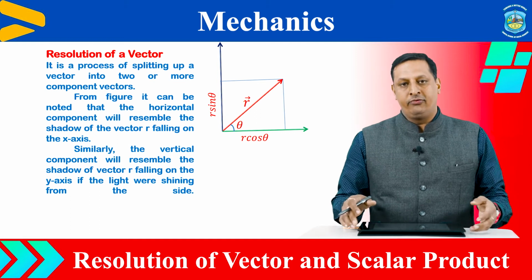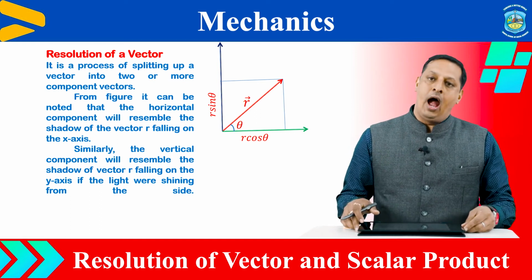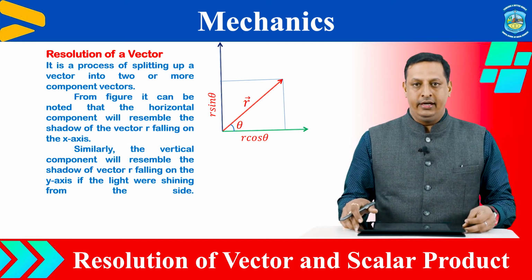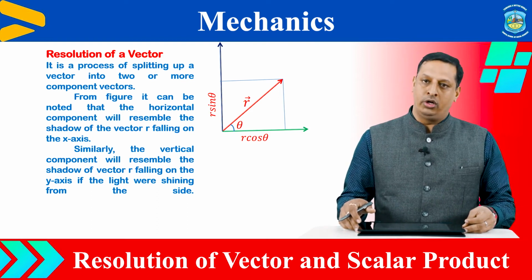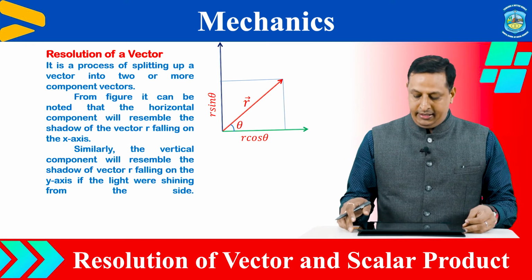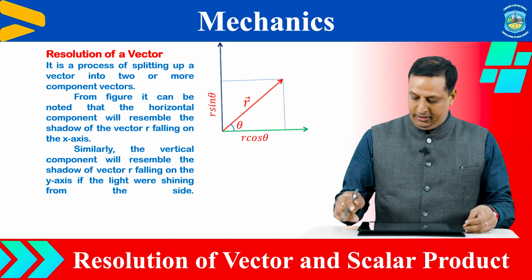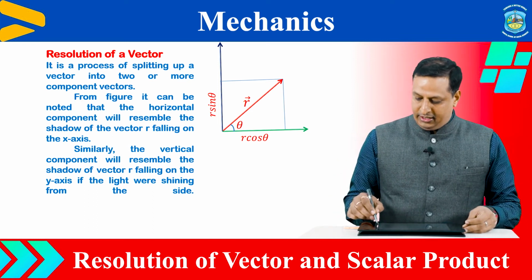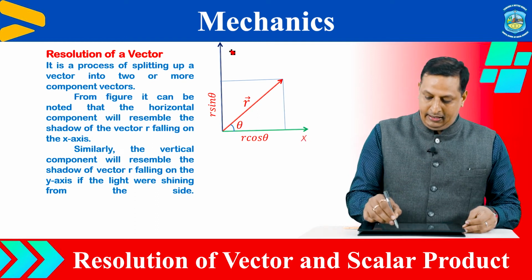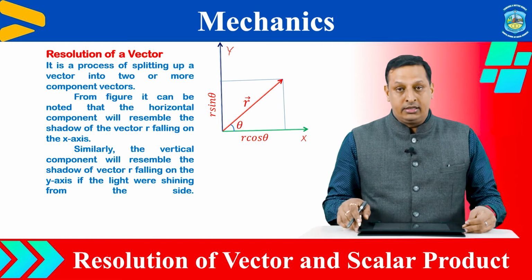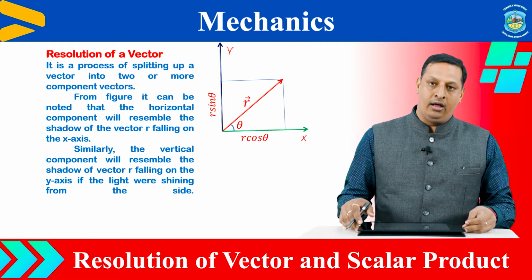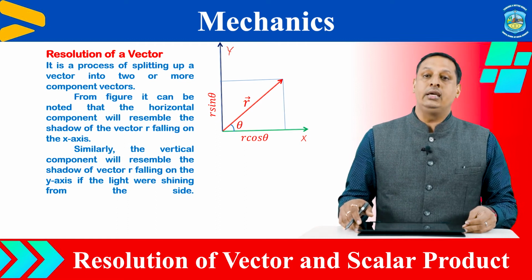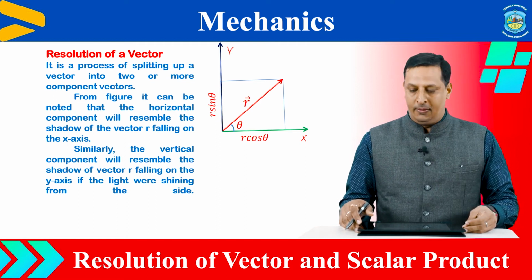See, by vector we mean the vector quantity. And the resolution of a vector is a process of splitting up of a vector into its two or more components. For example, here in the diagram, we are having a vector r that is acting somewhere in the xy plane as shown in the figure. The vector r is making an angle theta with the x-axis. This vector r is a two-dimensional vector and we can resolve it into its two components.